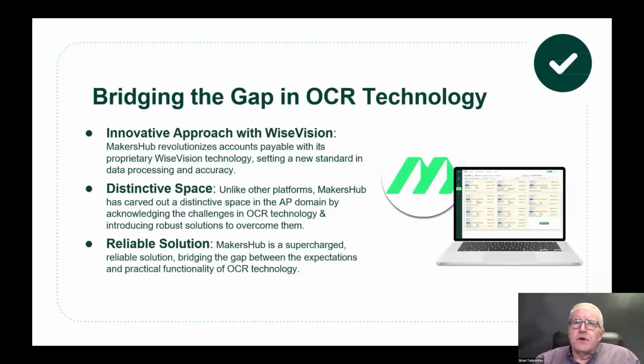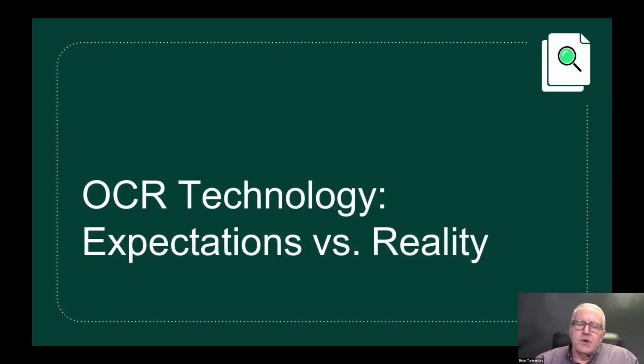They go through and they have this proprietary WiseVision technology. They also go through and they've acknowledged the challenges in OCR and they've set up systems to work around it. So they've got tools that will actually go through and say, does it make sense that every other invoice number for this vendor is a number, and this one is letters? So it'll go through and look for things like that. And again, it's designed to go through and make the OCR technology better.